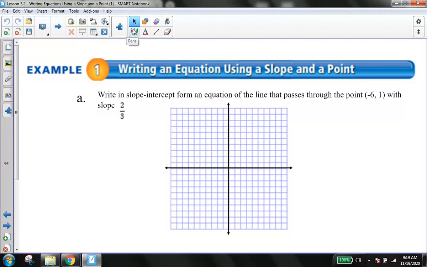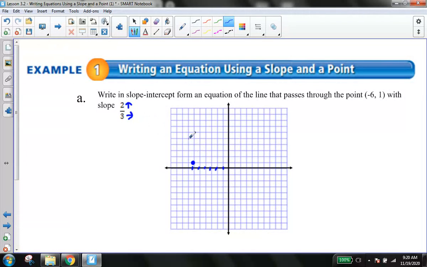So let's say we're given the point negative 6, 1. So let's plot that on our graph. On the x-axis, let's go over to negative 6. So 1, 2, 3, 4, 5. Here's negative 6. And we're going to go up to positive 1 on the y-axis, and we're going to make a point. All right, so now we're going to use our slope, remember the steepness of our line, and we're going to count the rise is up 2, and the run is going to be to the right 3.